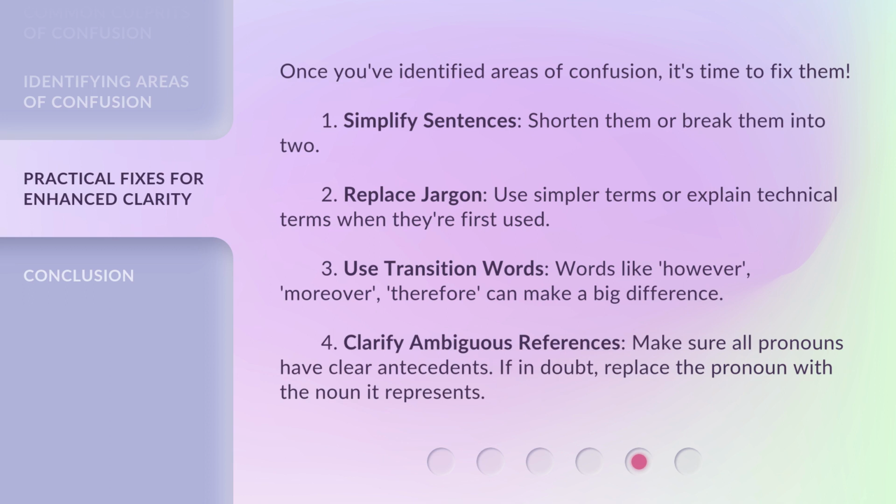3. Use transition words. Words like, however, moreover, therefore, can make a big difference. 4. Clarify ambiguous references. Make sure all pronouns have clear antecedents. If in doubt, replace the pronoun with the noun it represents.